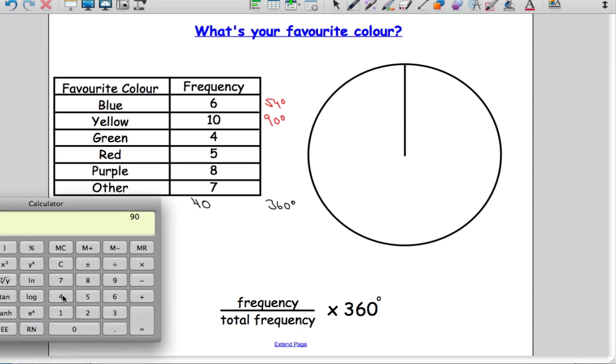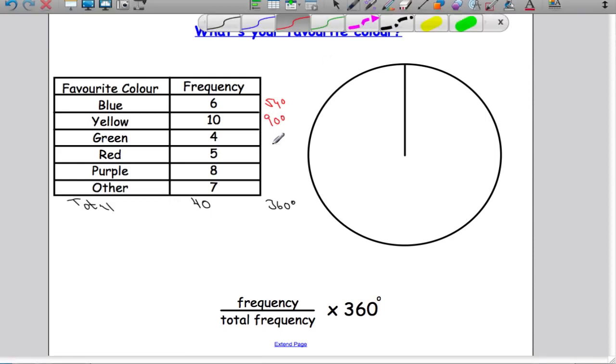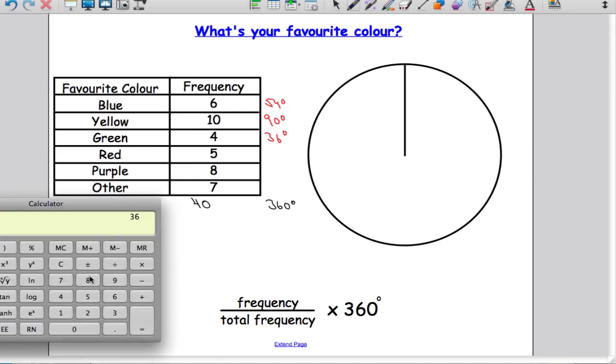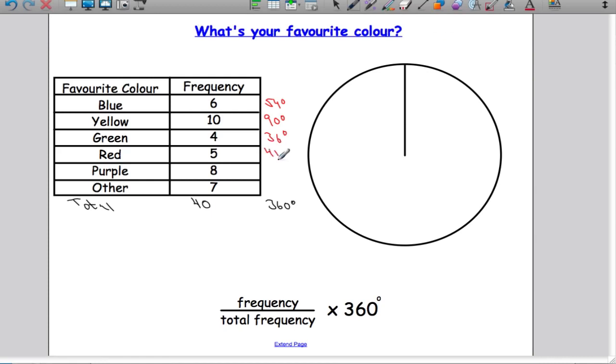Green will be 4 divided by 40 and multiply that by 360, which gives us 36. And red will be 5 divided by 40 multiplied by 360, which gives us 45. We should have been able to work that one out anyway. If 10 people gives us 90 degrees, 5 people will give us 45 degrees. 4 people gives us 36 degrees. That means 8 people will give us 72 degrees.